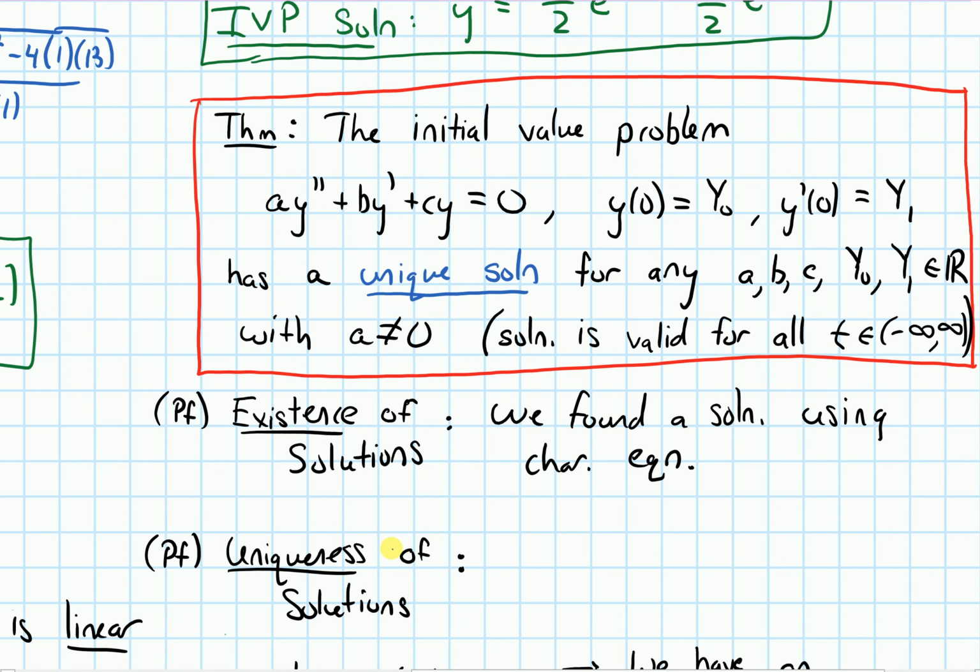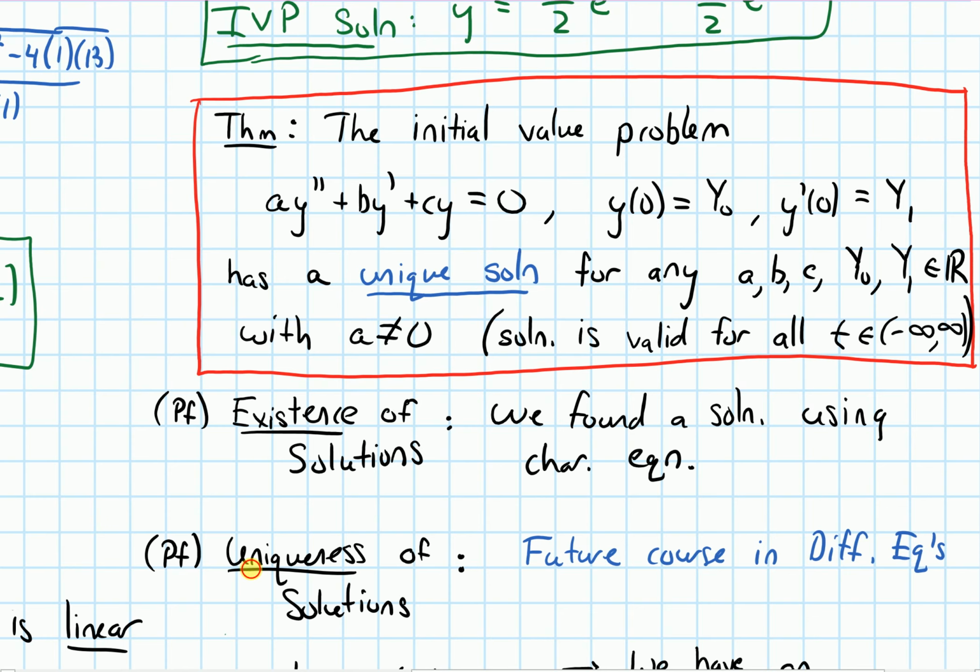For uniqueness, this is beyond the scope of our class. This is something that you might see in a future course in differential equations. So in Diff EQs. So this proof is actually in the textbook, but in the expanded version of the textbook, so not our condensed version, in a later chapter.